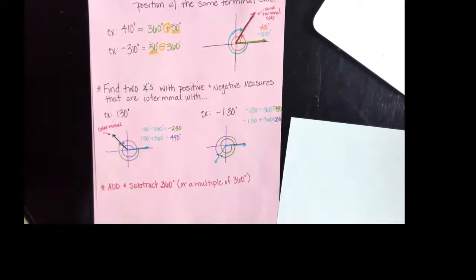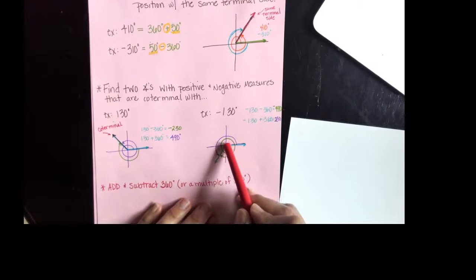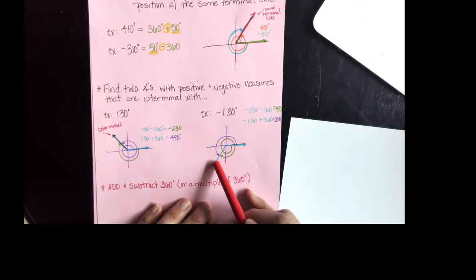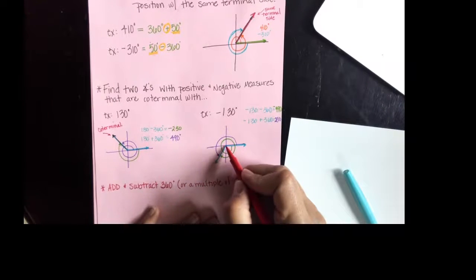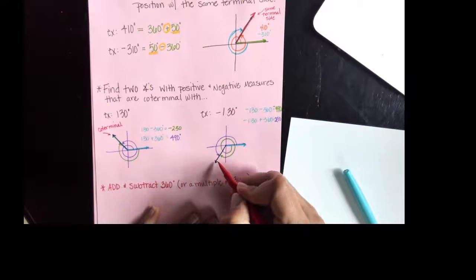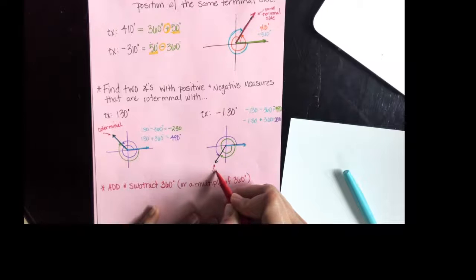So then we're going to look at, I just went in the other direction, negative 130. So we drew that negative 130 degree angle down in this third quadrant now. Here's the coterminal ray.